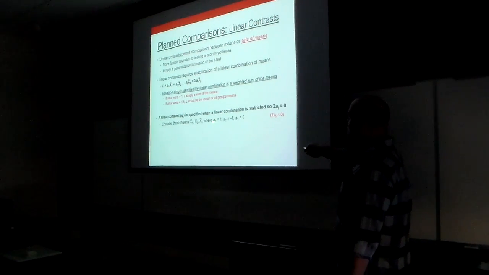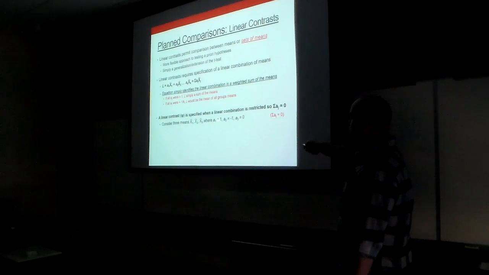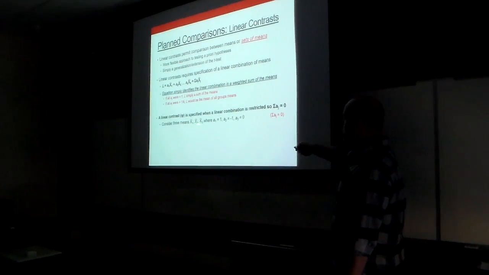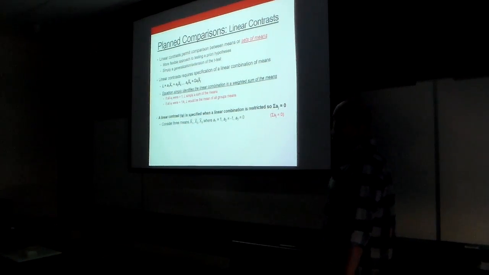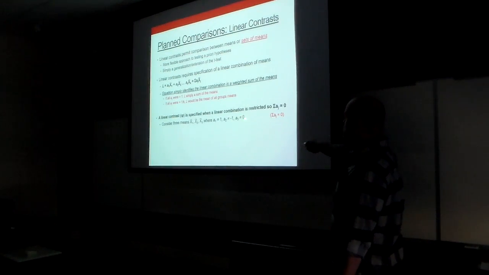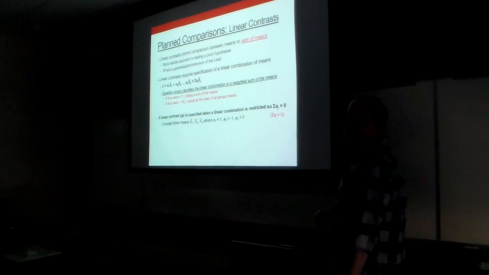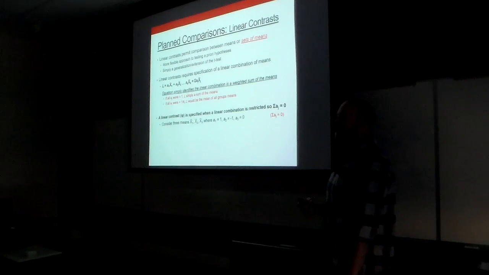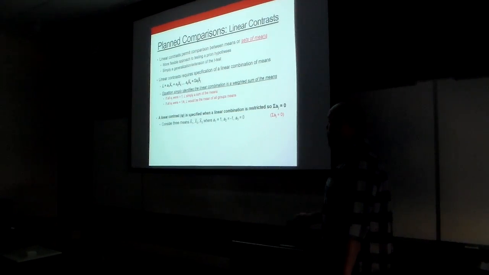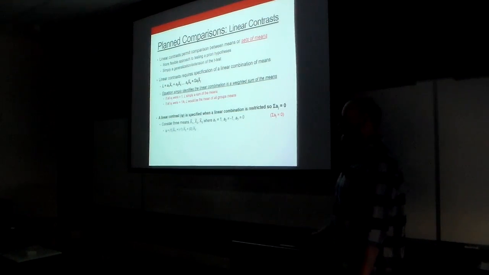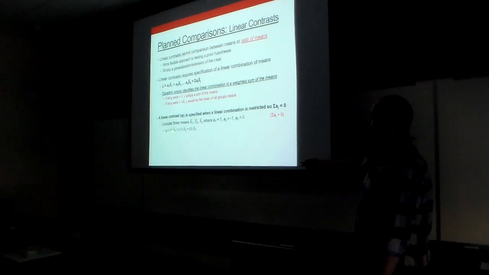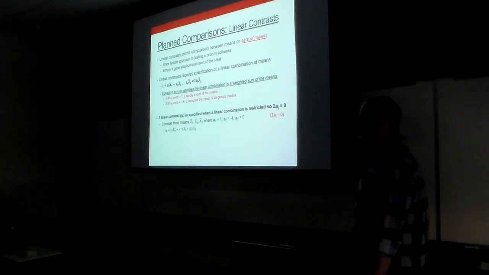And what I do is I assign a weight to mean 1 of 1, a weight to mean 2 of -1, and a weight to mean 3 of 0, okay? If I add 1 plus -1 plus 0, my weights sum to 0. This tells me that I've created a linear contrast. If I write this out, the value of my contrast is going to be 1 times mean 1 plus -1 times mean 2 plus 0 times mean 3.